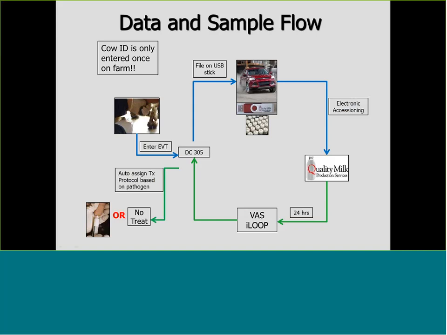So here's how these works, right? We have the event of mastitis, and we take a clean sample here. And you can tell, right? Gloves, squirting it into a sterile vial. And this event is entered into DairyComp 305. And doing this electronically, the cow ID is only ever entered once at the farm. That's the way we have no mess-ups on cow ID.